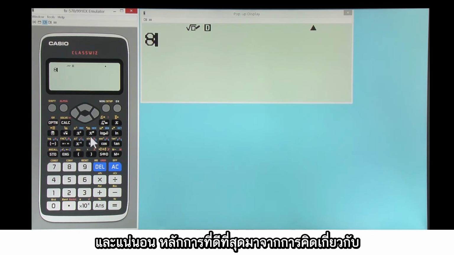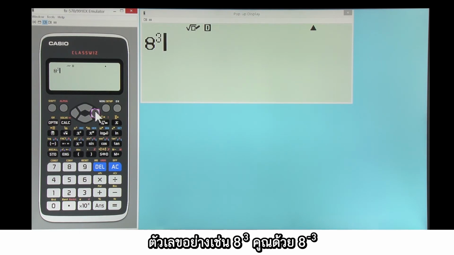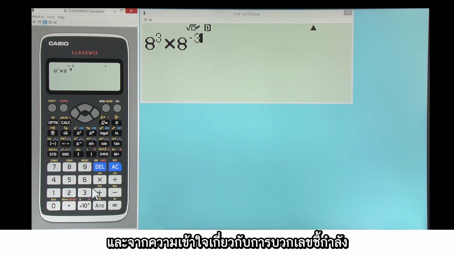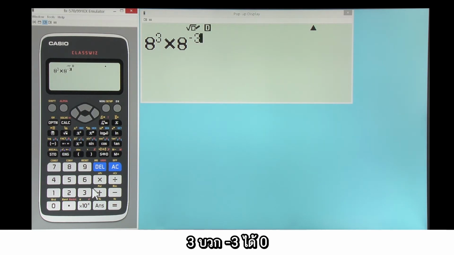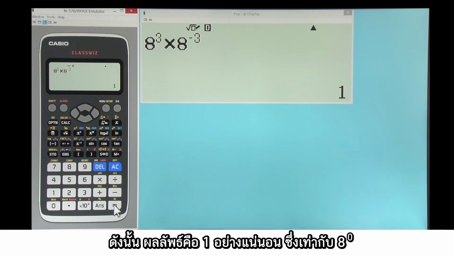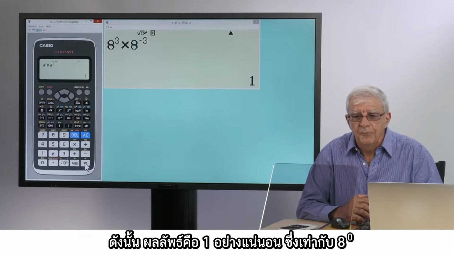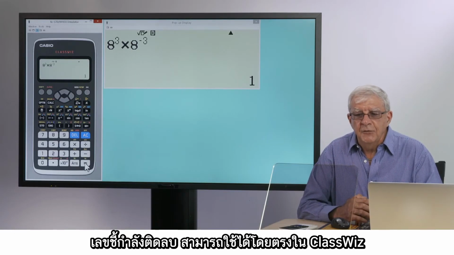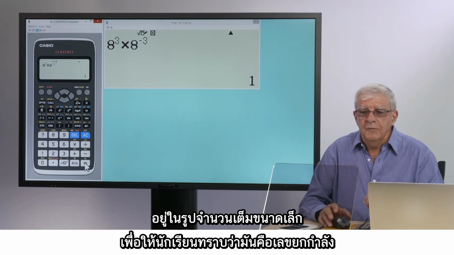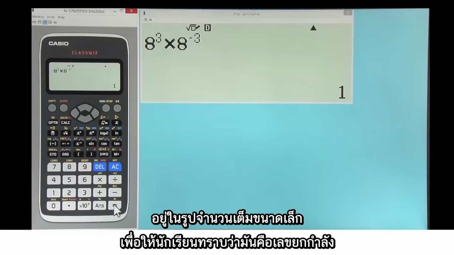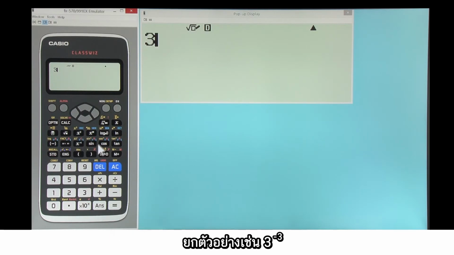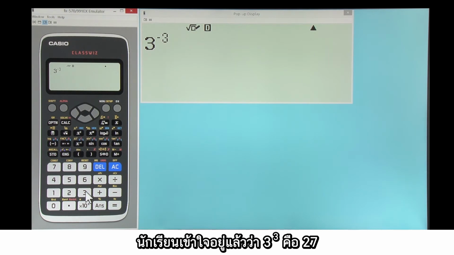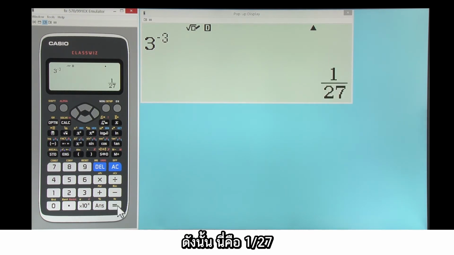And of course, the best insight comes from thinking about a number like 8 to the power 3 multiplied by 8 to the power negative 3, and knowing what they do about adding the indices. Negative 3 and 3 make 0, and so the result is of course 1, 8 to the power 0. Negative indices can be interpreted directly on ClassWiz using small integers for which students recognise the powers. So for example, 3 to the power negative 3, students should understand 3 to the power 3 is 27, and so that's 1 over 27.